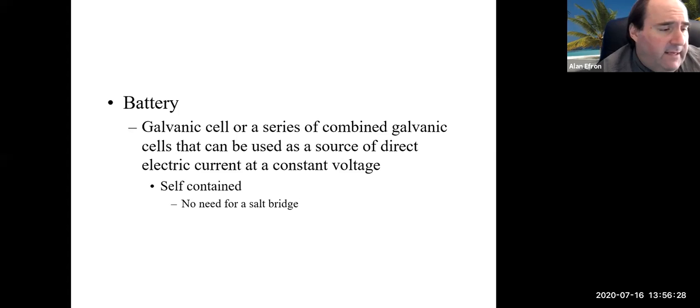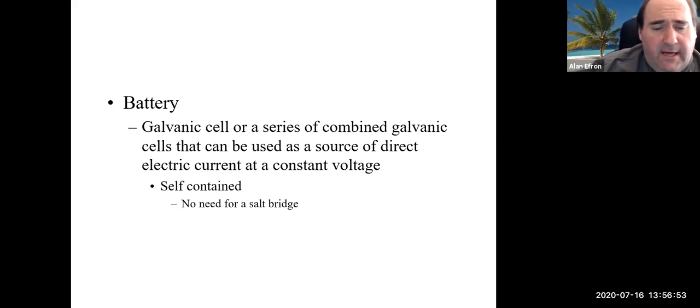Now, they're self-contained, which is obviously a major difference between that and, say, a galvanic cell in beakers, right? You can't really squeeze all the beakers into your battery compartment. Probably not going to work very well for you. So they're really self-contained. They also have really no need for a salt bridge. They use some other things that act like a salt bridge.